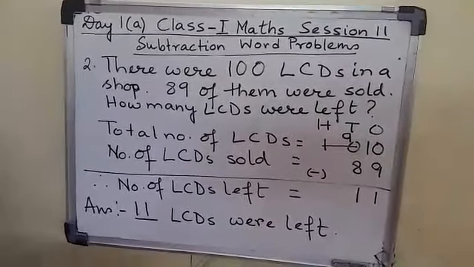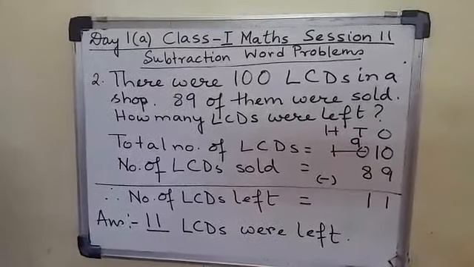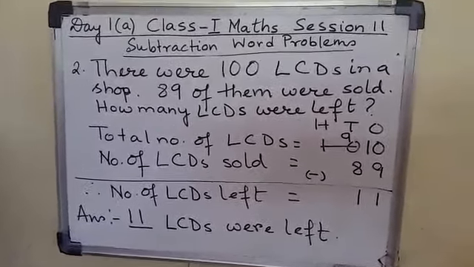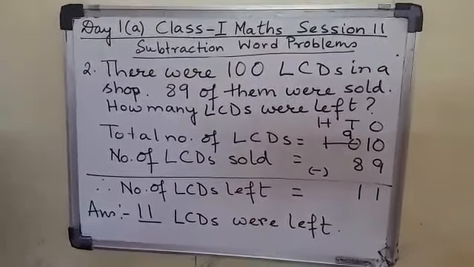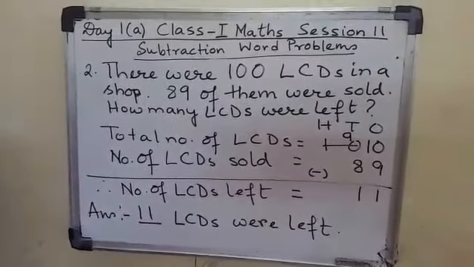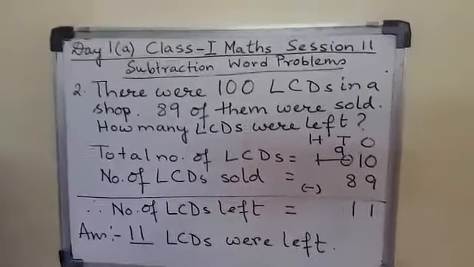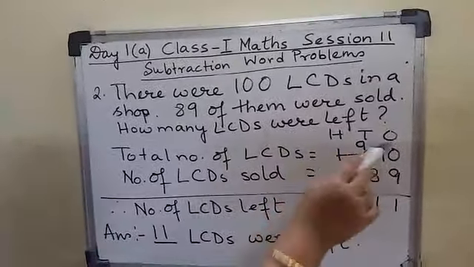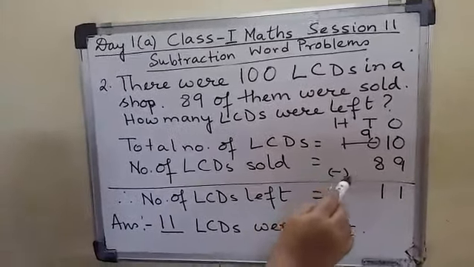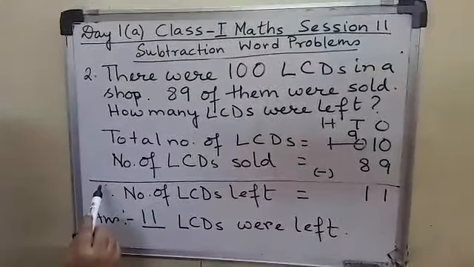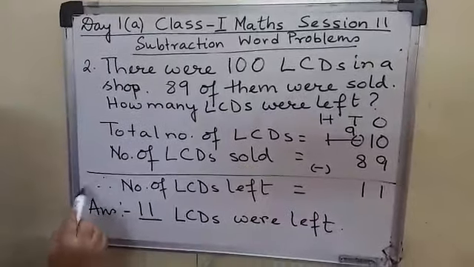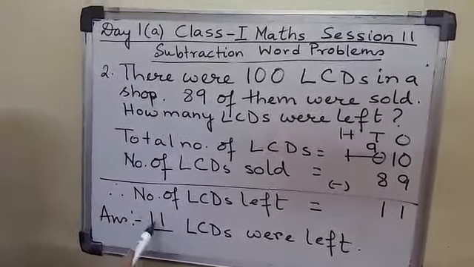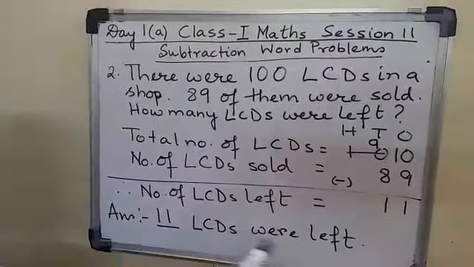So I am repeating this once again. There were 100 LCDs in a shop. 89 of them were sold. How many LCDs were left? Total number of LCDs equals to, you write down the number 100. Number of LCDs sold equals to how many? 89. You write down H T O on top. So don't forget to write down this place value and then put the minus sign in the bracket. Then don't forget to write down this therefore sign. Do the subtraction properly and answer you must write down in number: 11 LCDs were left.